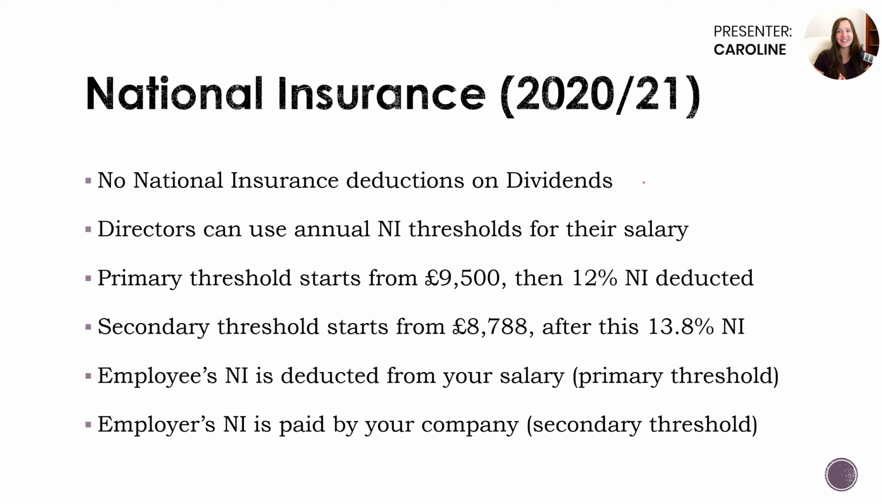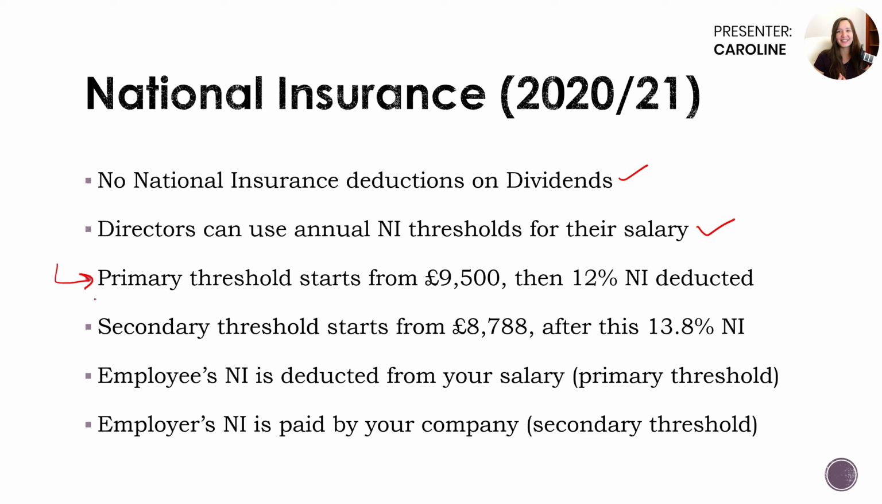Okay, so I mentioned national insurance earlier, just to touch up on that a little bit more. There are no national insurance deductions on dividends. Directors can use the annual NI thresholds for their salary. And what this means is that you're not capped out with the monthly thresholds. So if you're towards the end of the tax year and you've not received any income so far, but you still want to pay yourself a full salary of £9,500, let's say, you can just spread that out over the remaining few months of the year, regardless of how much that means on a monthly basis, and still receive the whole NI thresholds for that year. Just keep in mind that the national insurance thresholds do get apportioned based on your directorship start date.